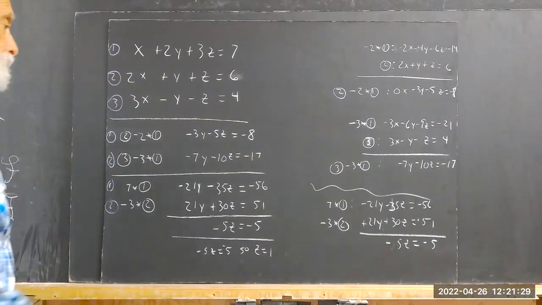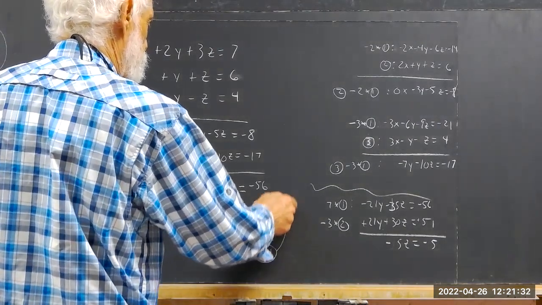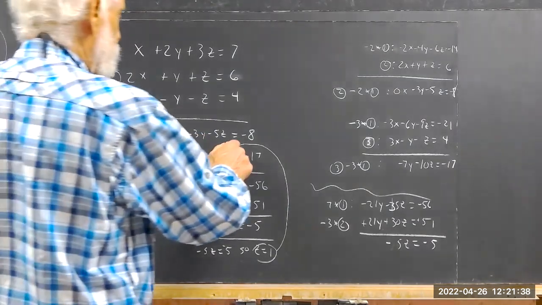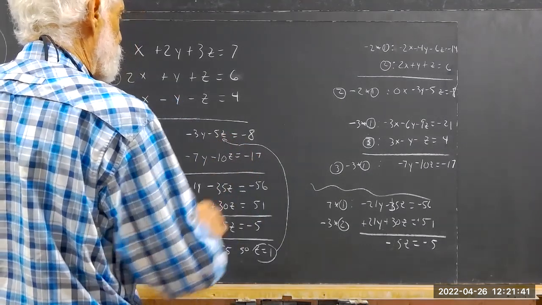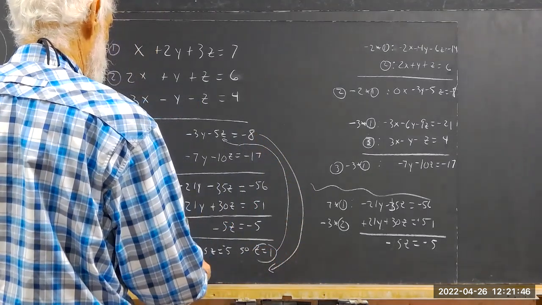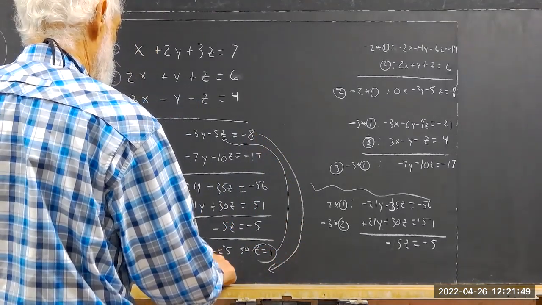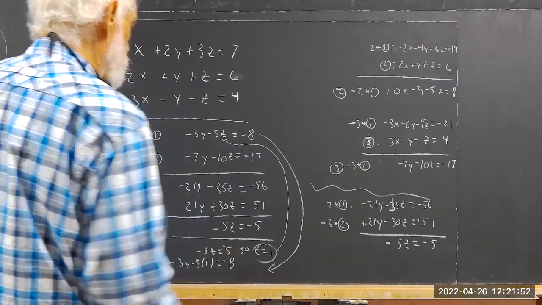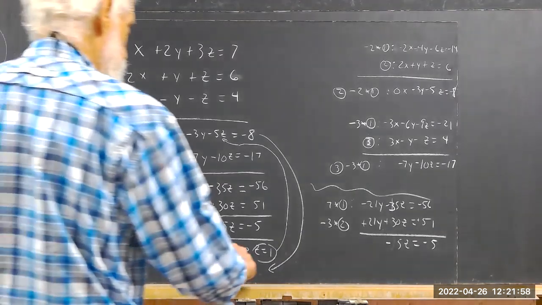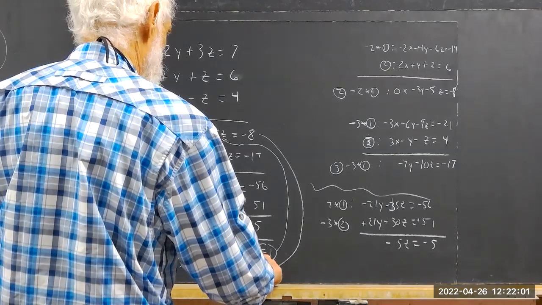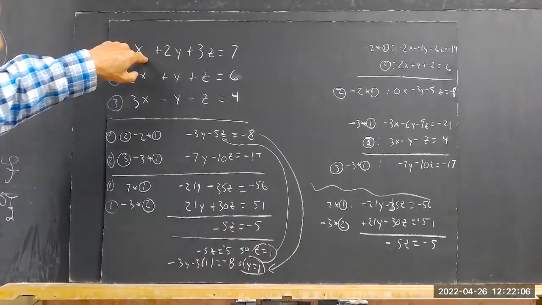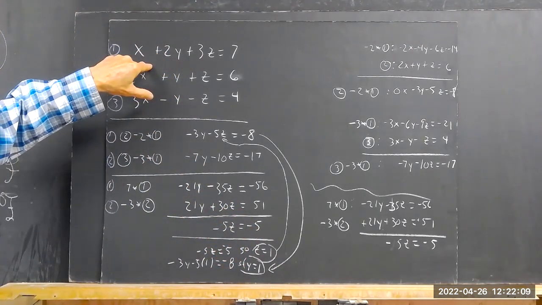Then I plug that back in to which way do I go, up or down? Plug it in here or here. Okay, we'll plug it in here. Doesn't matter. And this gives me negative 3y minus 5 times 1 equals negative 8. And that tells me y equals 1.